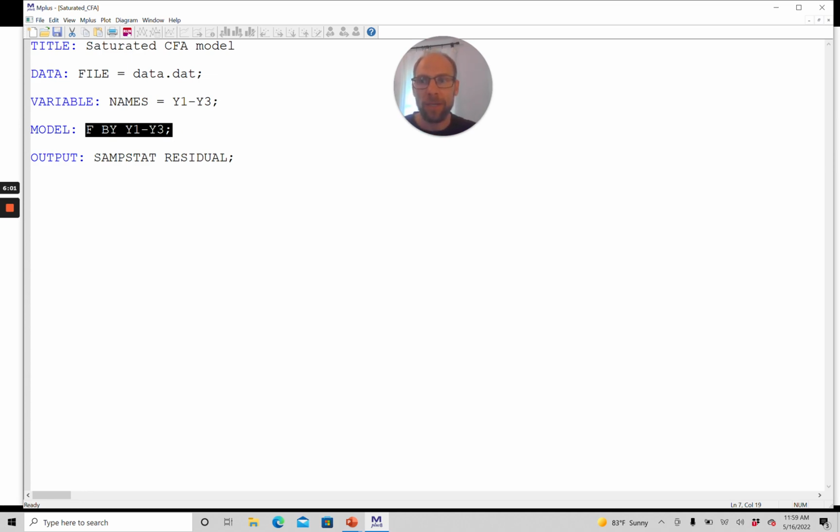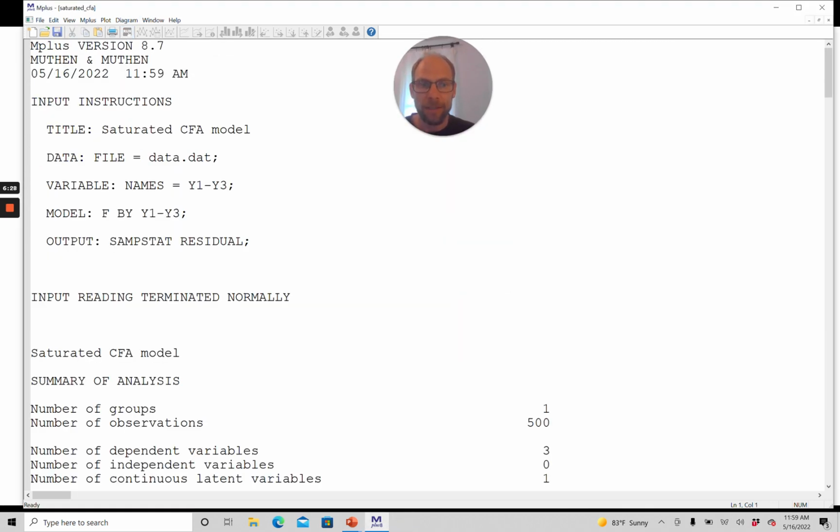And then in addition, we can ask for the sample statistics, so we can take a look at the means and covariances like we've already done for the observed data, as well as look at residual output, which indicates the model implied means and covariances, as well as residuals, meaning the difference between the observed and model estimated statistics. So let's take a look at the output for this model in Mplus.